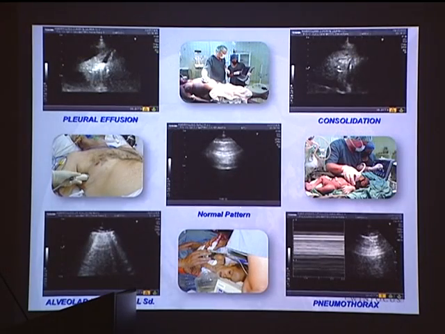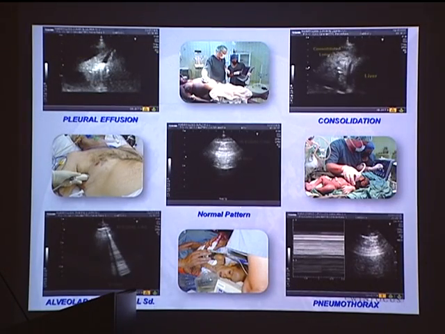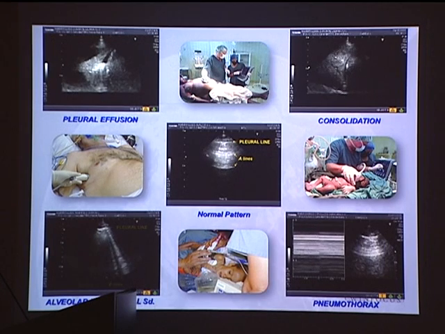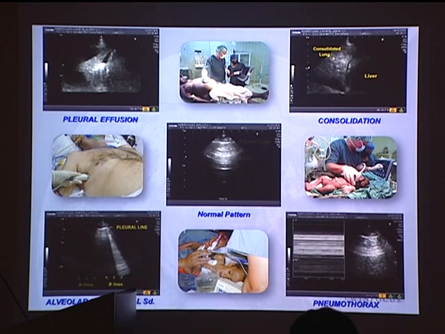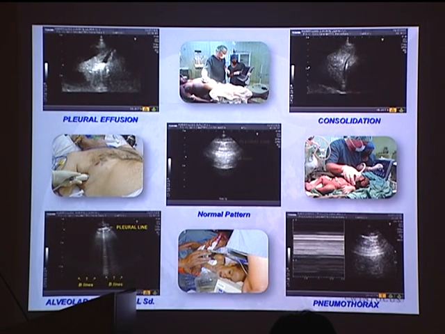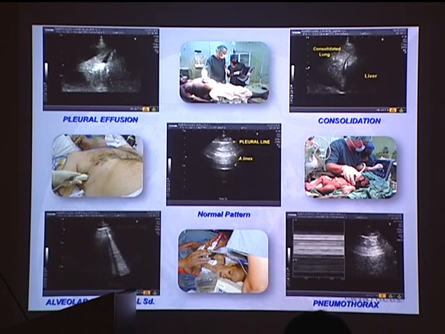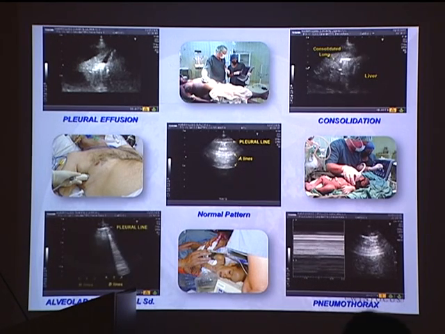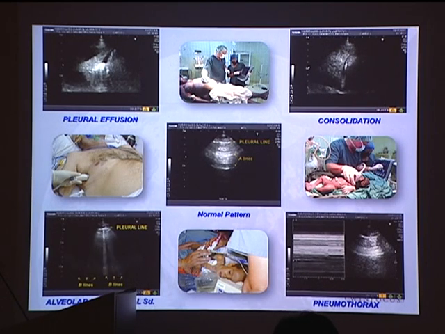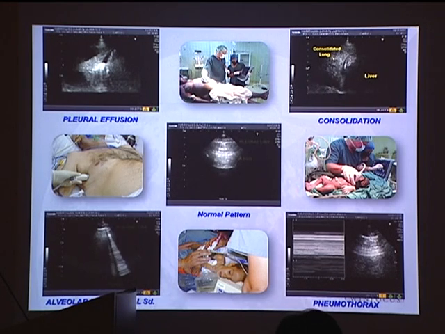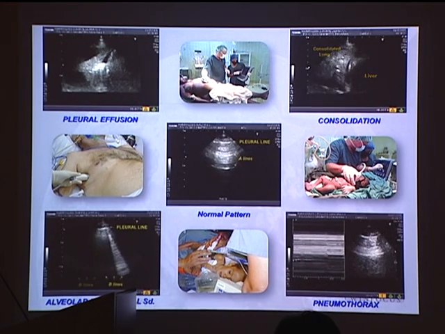So in this initial lecture, I just started presenting the basic semiotics and signs to recognize air and fluids within the chest wall, at the pleural interface level, within the lung, or within the intrapleural cavity. This afternoon during the workshop, with the help of other slides, I will show you different pathologies accompanying the different signs that we'll be testing together.